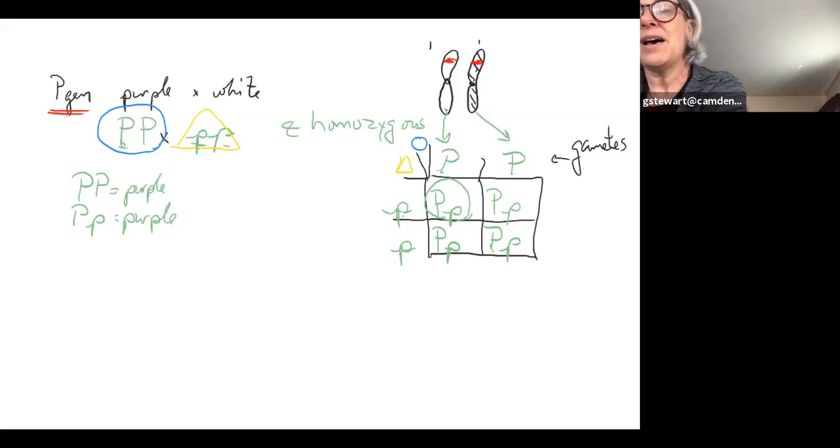So next to the box, you would write for phenotype, all purple. And if I asked you the genotype, or what alleles do they have, you would write capital P, lowercase p. That's the genotype.